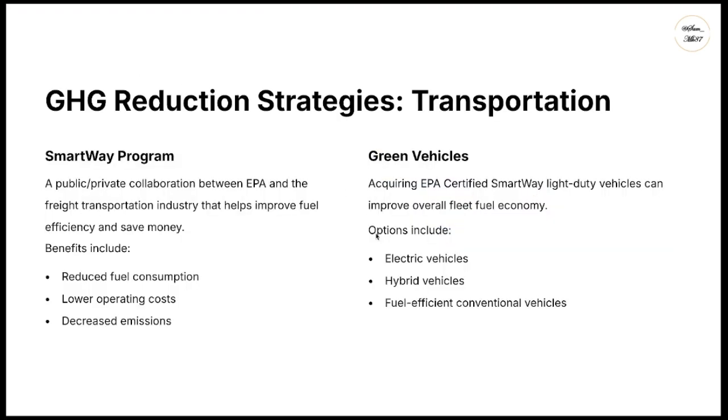Another area is transportation. We have SmartWay, which is an EPA initiative that partners with the freight transportation industry to improve fuel efficiency and reduce emissions and cost. On the vehicle side, organizations can reduce emissions by acquiring EPA certified SmartWay light duty vehicles, which include electric, hybrid, and fuel efficient options. The benefits of all these strategies are very clear: reduced fuel consumption, lower GHG, and long-term cost savings.